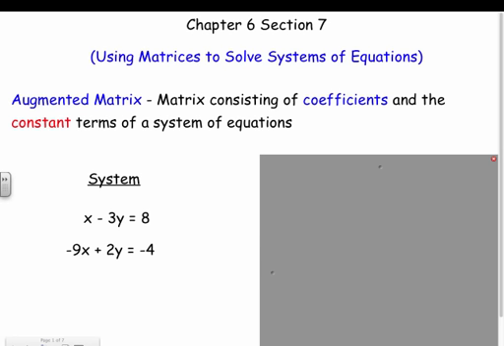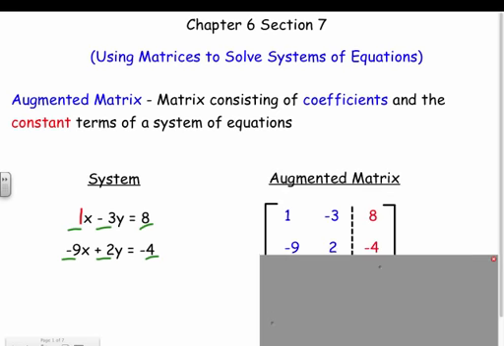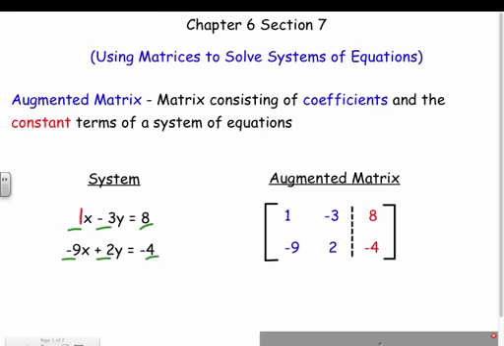If I wanted to write this in a matrix, I just write the coefficients and the constants. So there's an imaginary 1 in front of this x. So really I'm just writing the coefficients. So I'm going to write 1, negative 3, negative 9, and 2. And then I'm going to write the constants, 8 and negative 4. But I'm going to space those constants by a dashed line to show that those are what it's equal to.